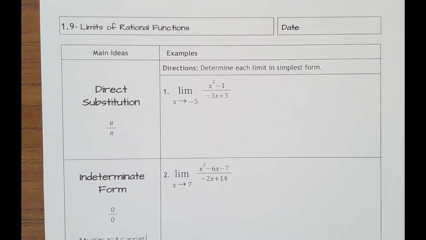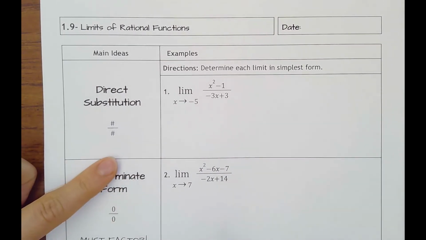Lesson 1.9, limits of rational functions. You should remember that a rational function is just some kind of polynomial over a polynomial, so it's a fraction. And there's three different things that could happen. The easiest one is direct substitution.